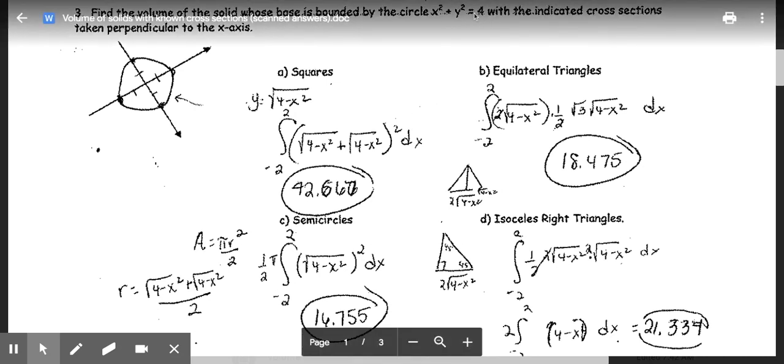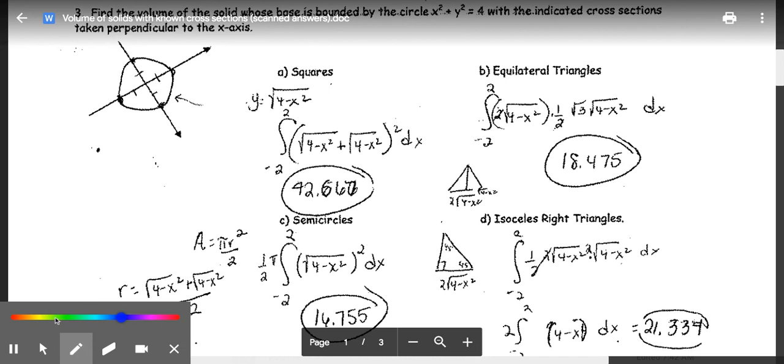When you're dealing with a circle, everybody pretty much knows how to graph a circle. It has radius 2, so the base is a circle. Your square cross sections. All right, I want to make note here that this top curve here is positive square root of 4 minus x squared.